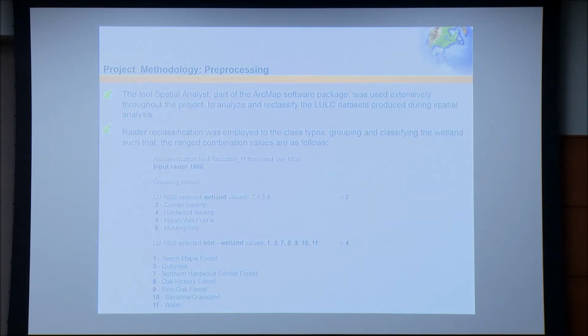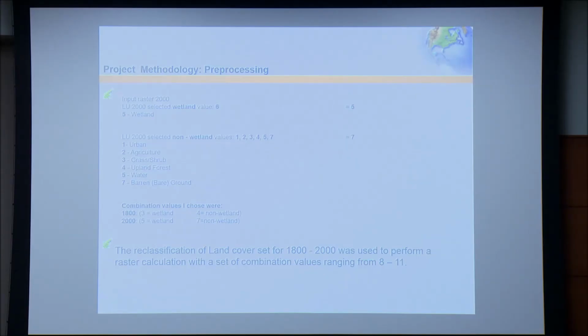So as I mentioned earlier, here are the different number representations. So 2 is conifers, 3 is hardwood, 5 is marsh, wet prairie, and 6 is the bog. So then all this wetland value became 3. You guys getting it? And the same thing goes for the 2000 as well, excuse me. And the same thing for not wetlands: maple forest, outcrops, northern hardwood, hickory, and then the oak forest became 4. And then as far as the 2000 land use land cover is concerned, the wetland value for 6 became 5. And then for the not wetland values, it became 7.